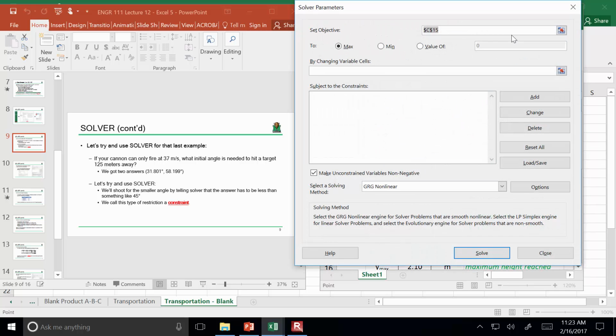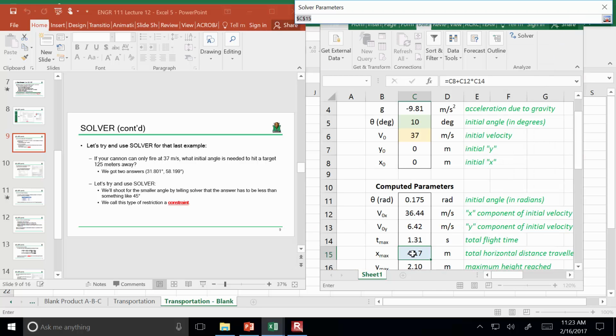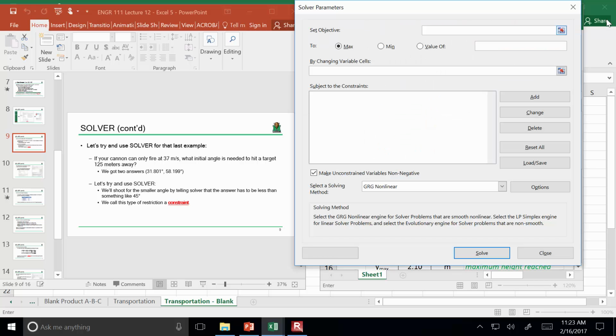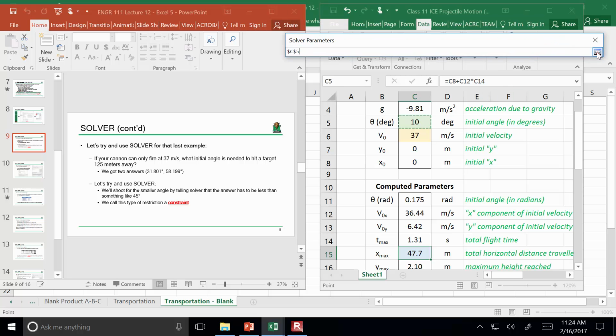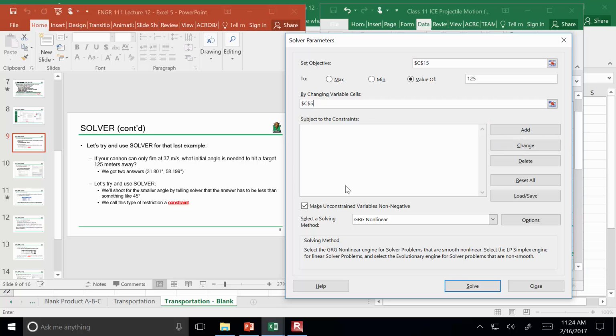So the interface of Solver is a little bit more complicated. This time, it's got a lot more places for me to put information in. This is a fairly simple problem though. Our objective, I'm going to click on that and identify this range cell, so it's C15 because that's my objective. The value that I want is 125 meters by changing the angle. Okay. We'll talk about this other field in just a minute, subject to constraints.